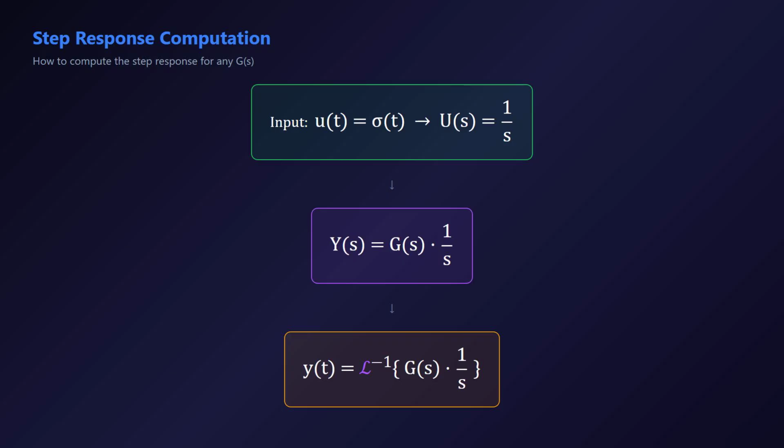To compute the step response, we set u of s equal to 1 over s. Then y of s equals g of s times 1 over s. To get y of t, we take the inverse Laplace transform of g of s divided by s. This is the standard procedure for any transfer function.